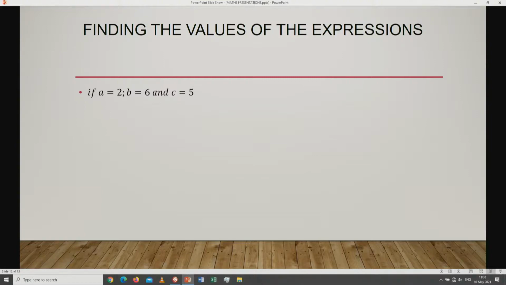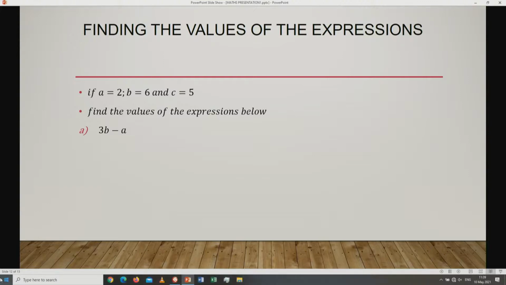For example, in this case, you are given, if a is a variable equal to 2, b equals 6, and c equals 5, then find the values of the expressions below. 3b minus a. 3b minus a. Let us start. So we need to find the value of this expression, 3b minus a.